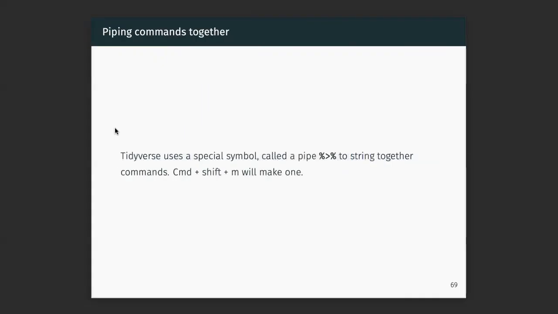Okay, so the pipe strings together commands. We already saw this philosophy with ggplot, right? We use the plus to link together functions in ggplot. The pipe does the same thing as the plus in ggplot. It just is a different symbol.